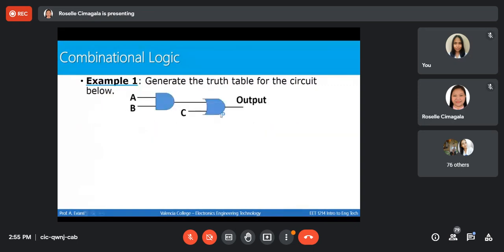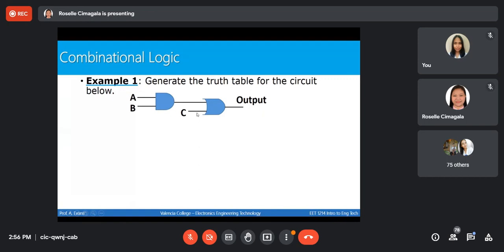So now we have an example. Example 1 shows a very, very simple combinational logic circuit. Notice that there are 3 inputs, input A, input B, and input C. Notice that inputs A and B go to an AND gate, and then the output of the AND gate is now an input to an OR gate with input C. And then you have the output.